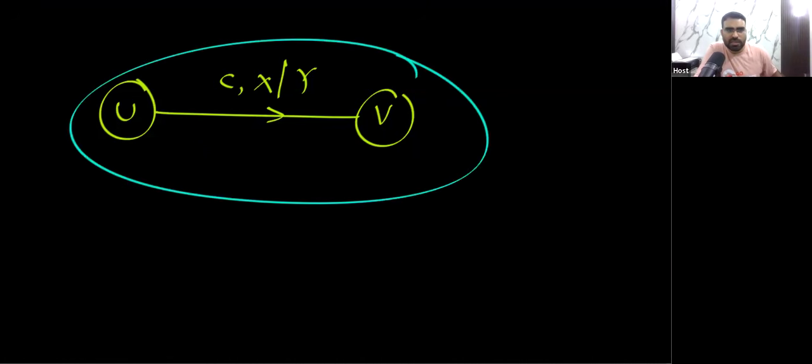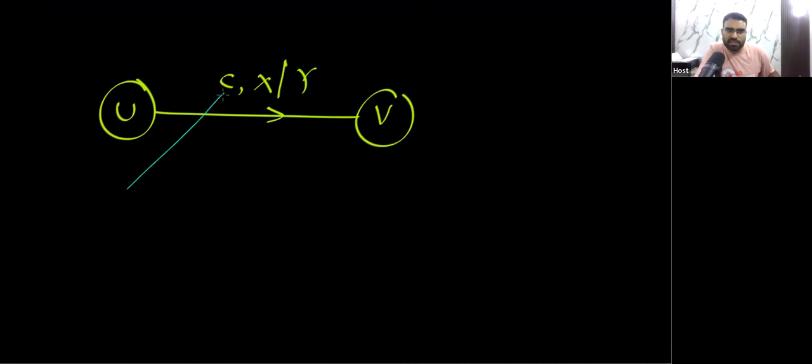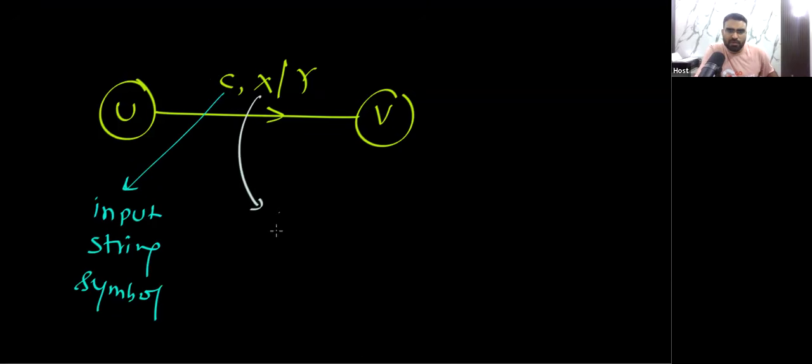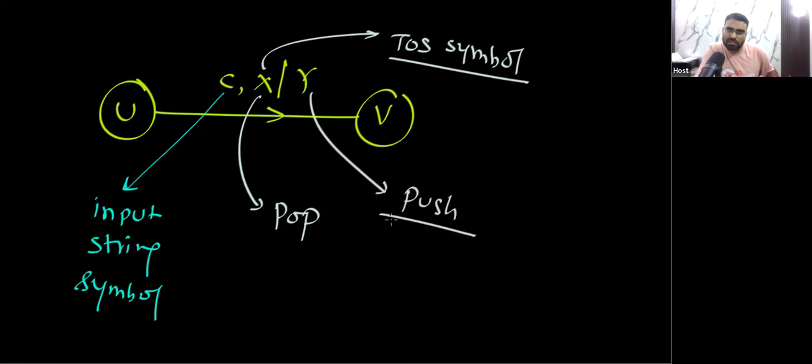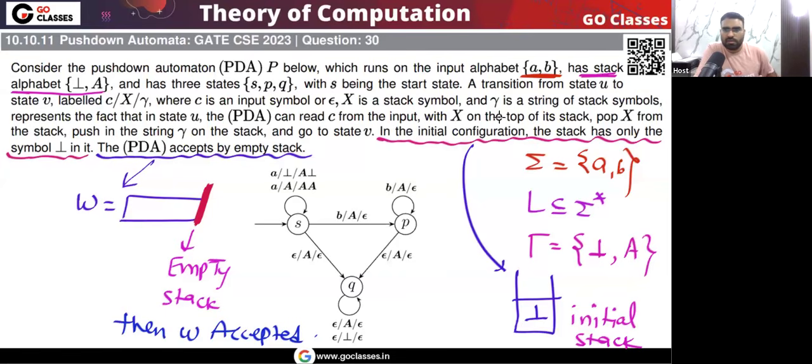Remember, in this transition, this is your input string current symbol. You will read this symbol on the input string, and this is your top of the stack symbol which you will pop. Yes or no? This is the current top of the stack symbol, and this you will pop. After popping this, what will you do? You will push this gamma. This gamma you will push on the stack.